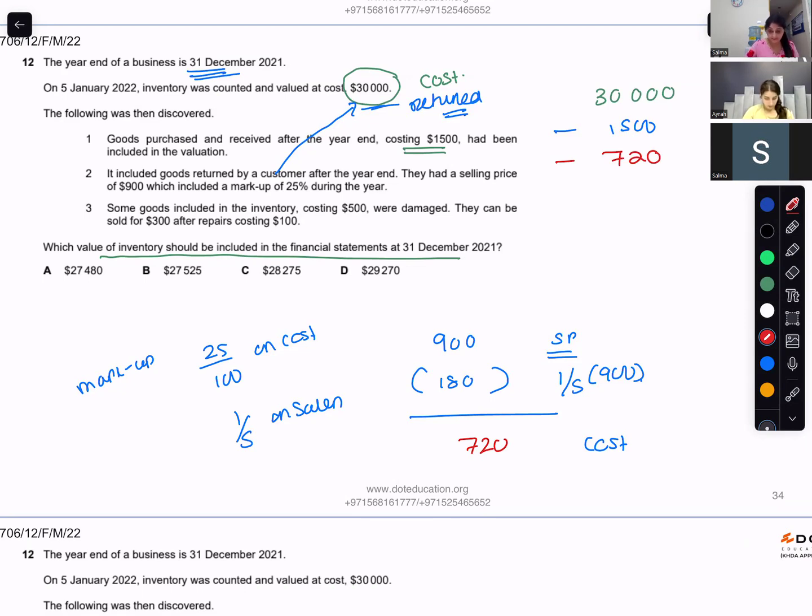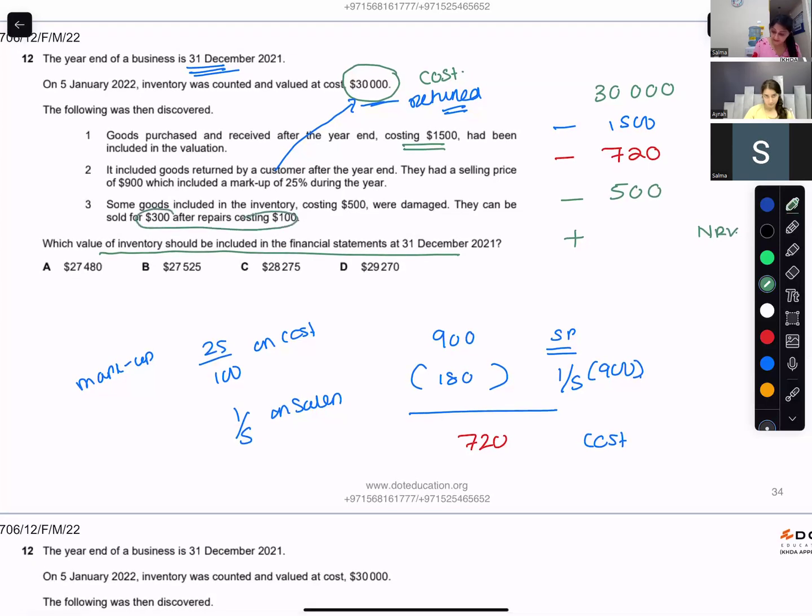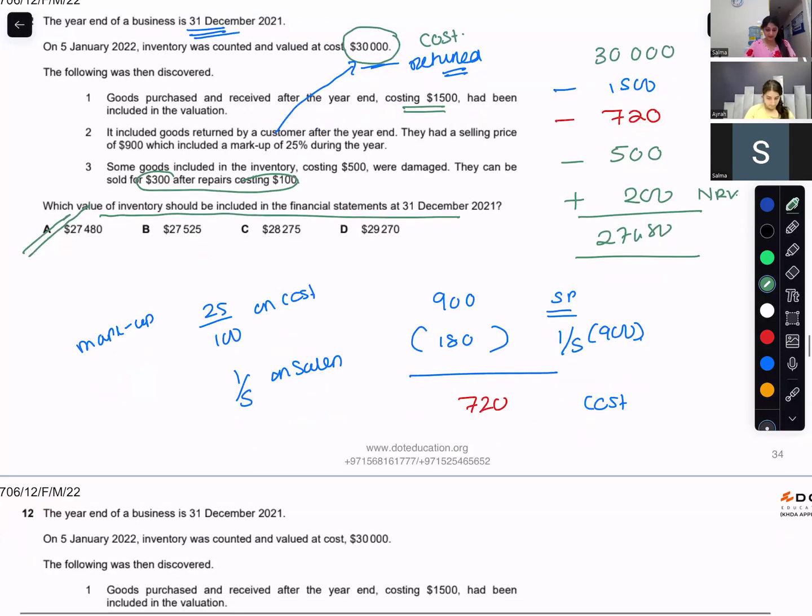Then some goods included in the inventory costing 500 were damaged. They can be sold for 300 after repair costs of 100. So you will minus the cost 500 and add the NRV, 300 minus 100. NRV is how much? 200. NRV is 200. So what is the value that you're getting? 27,480. You've done the calculation, right? I've done the calculation. So the answer is option A. Go to the next one.